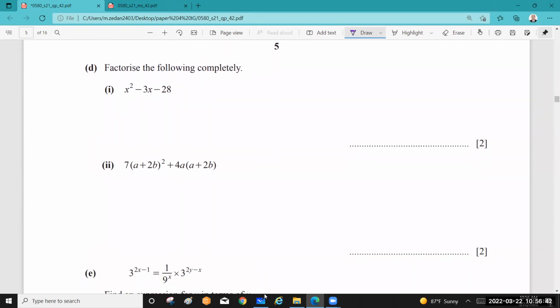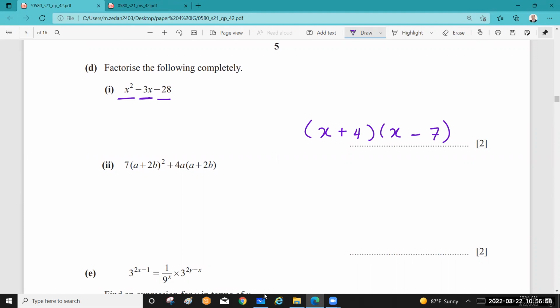Factorize the following. This is very easy. Factorization of a trinomial x squared: you factor the first term and last term. The x squared is x times x. 28 is simply 4 times 7, because the difference between them is the middle term, -3. So make it -7 times +4.